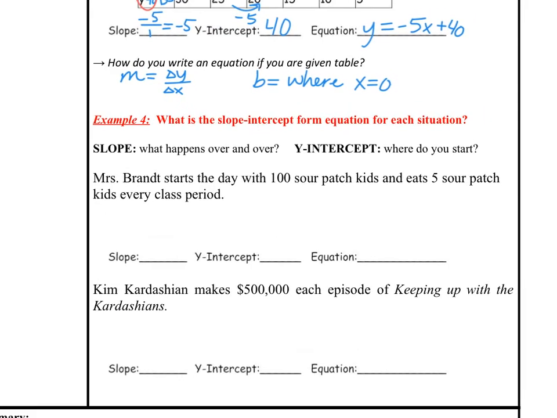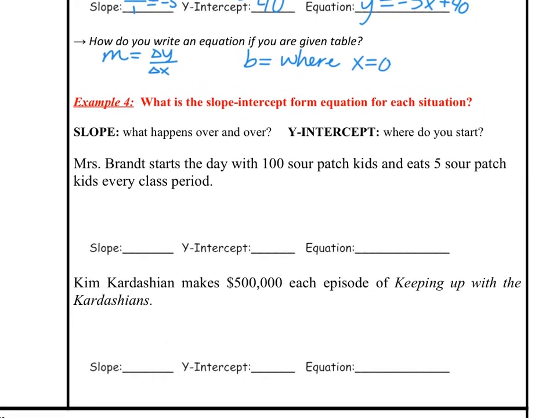Last little section. We've already done word problems like this before, so we're just going to get better and better at them. Again, the slope is what happens over and over because it's a constant rate of change, so it's either adding or subtracting the same amount over and over. The y-intercept is where you start, or what happens once. So we've talked about this before. The thing that happens over and over goes by a variable. The thing that happens once does not.